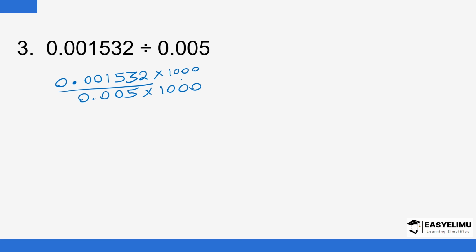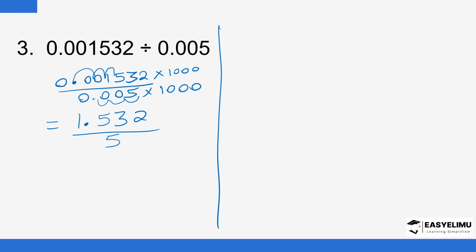So multiplication by powers of 10 will shift the decimal point to the right a number of steps equivalent to the number of zeros in the multiplier. So 1, 2, 3. That is where the decimal point position is going to be finally. So we get 1.532. And down here, what do we get? 1, 2, 3. So 5 points, so that is just 5. Then now you can do the division normally.